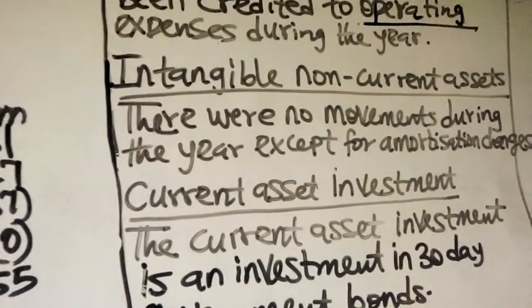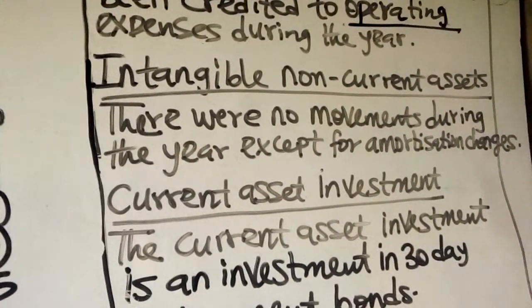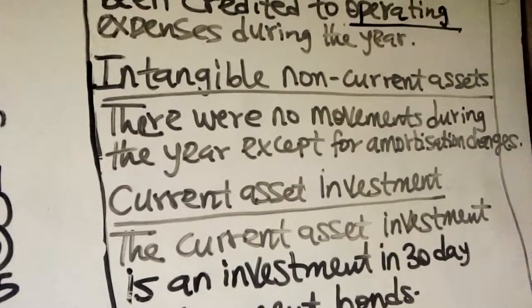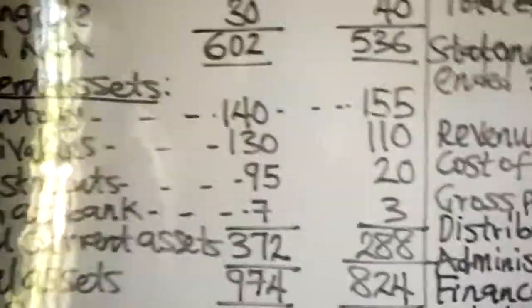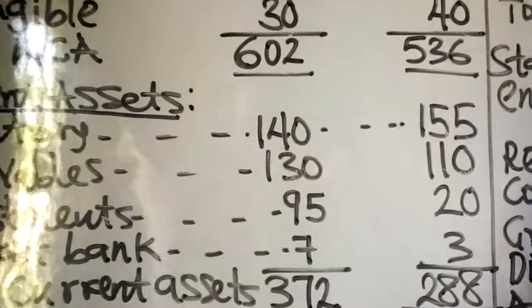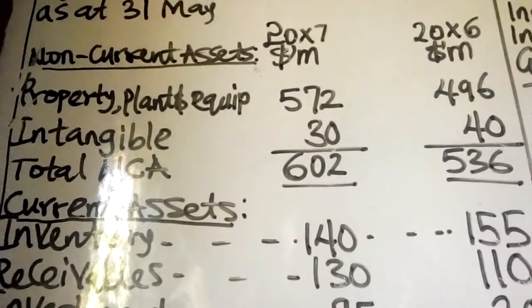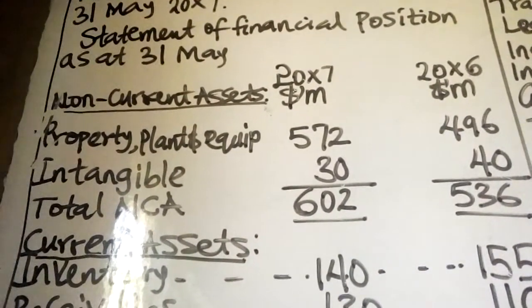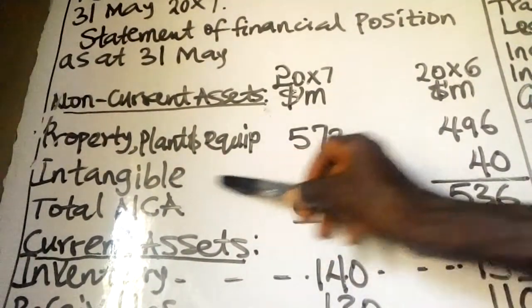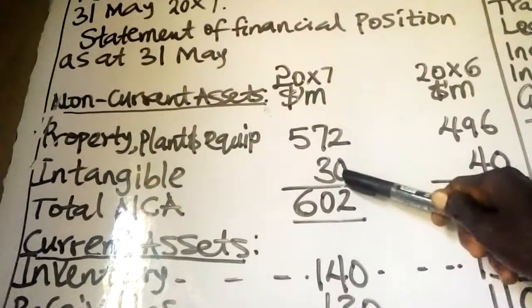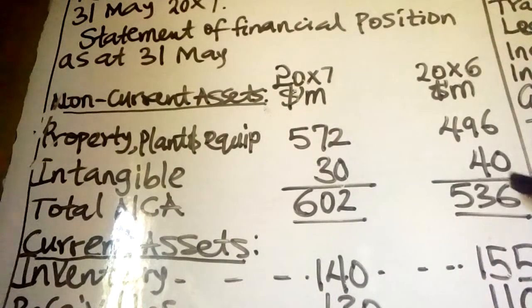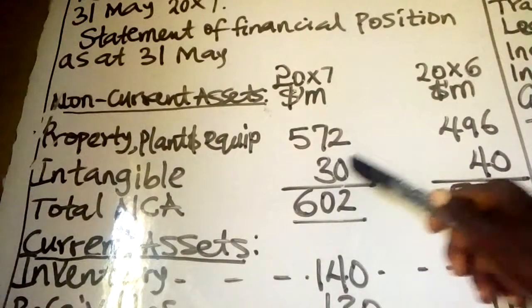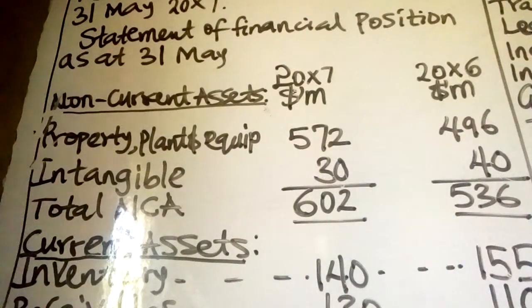Then the next thing is intangible non-current assets. There was no movement during the year except for amortization. How much is the amortization? Amortization also follows the same principles as depreciation, the same basis. Since depreciation has been charged to administrative expenses, that means amortization too will have been charged as part of administrative expenses. So intangible asset for 20x7 is 30 and 20x6 is 40. That means amortization of 10 has been charged.